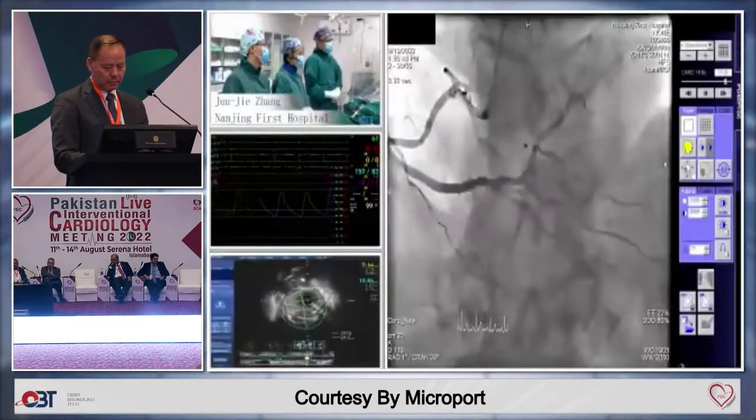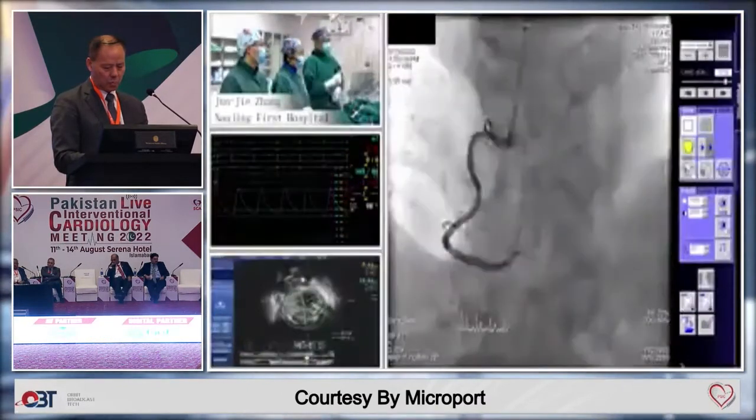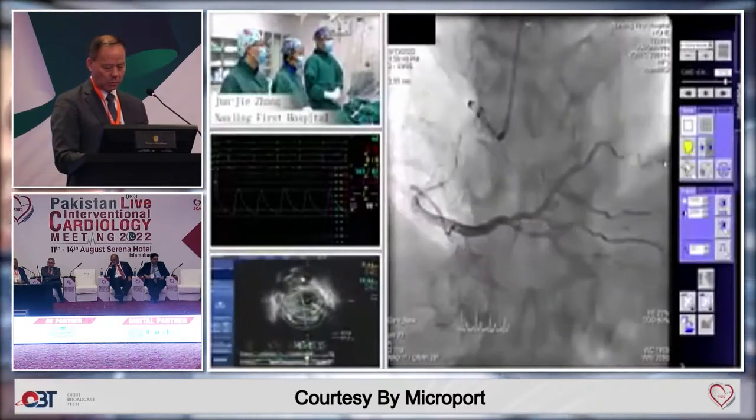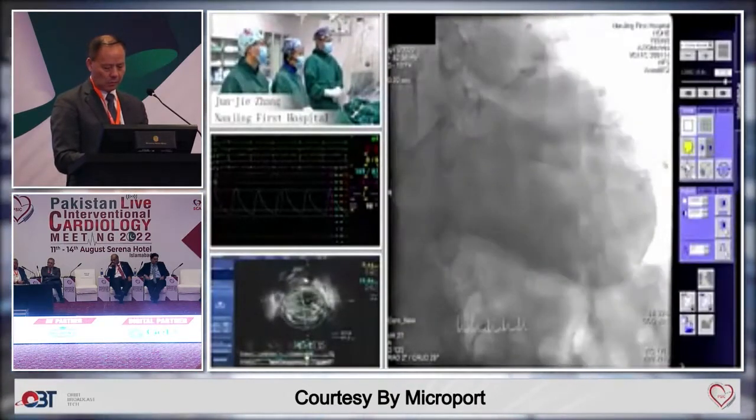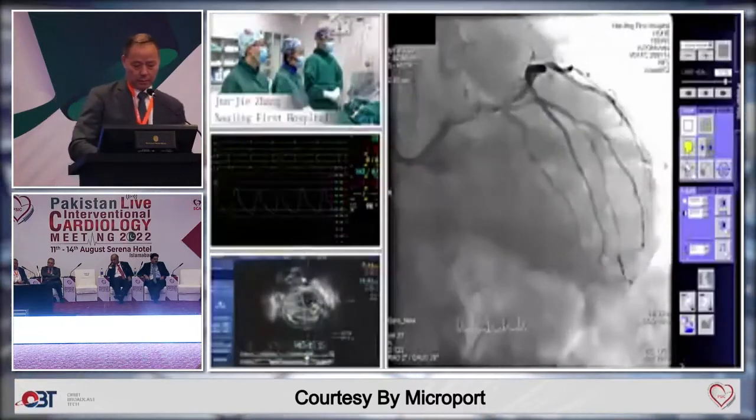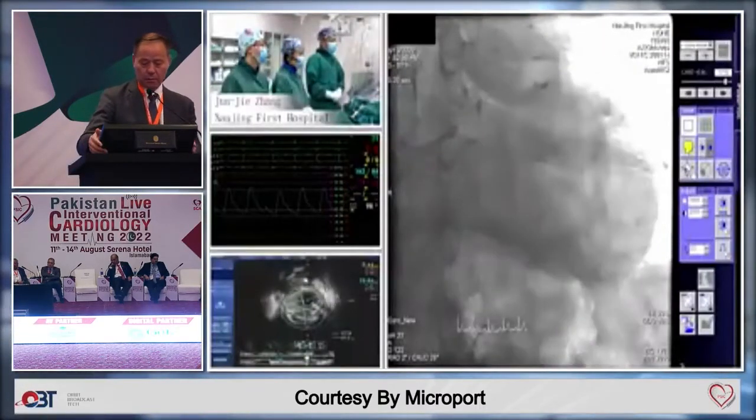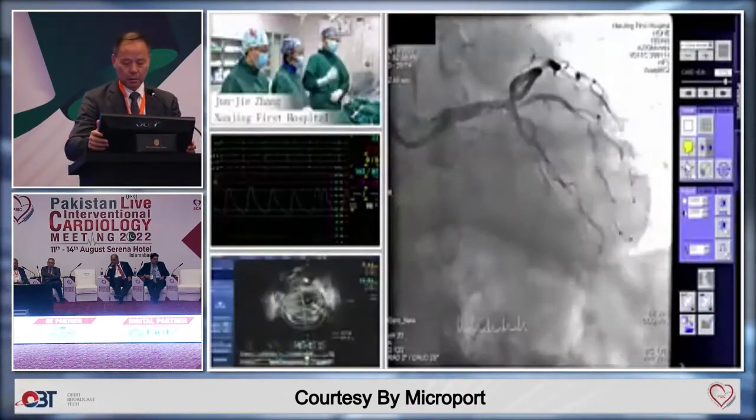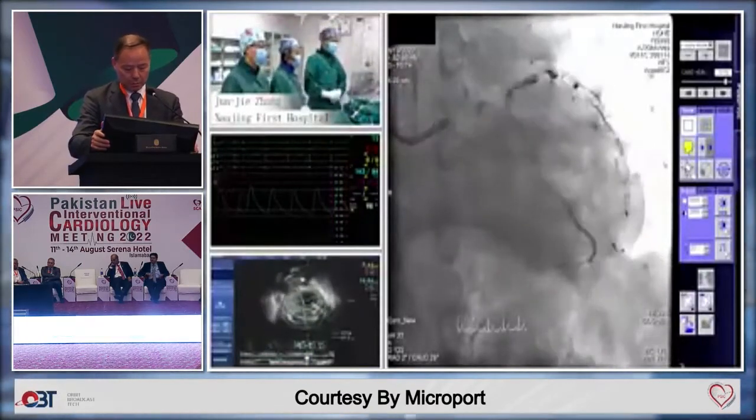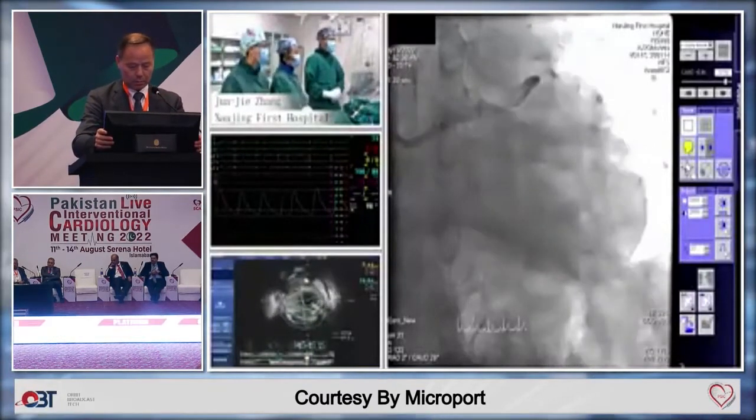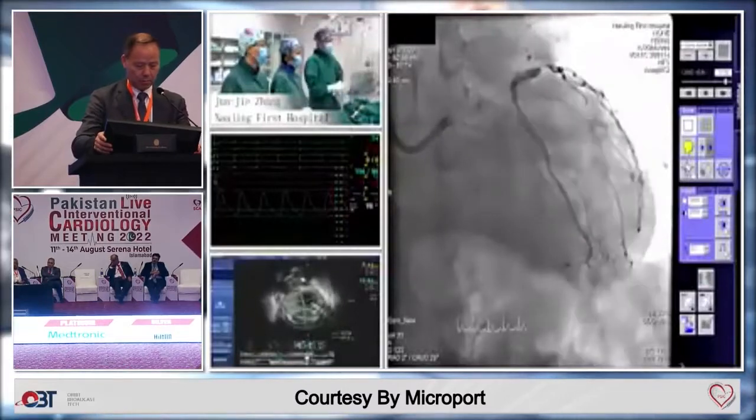Next. This is the AP cranial view. We still show the previous 2 stents in the distal RCA are patent. Next. So then we switch to the left coronary. So today's PCI, we use the right radial approach with the 7 French EBU 3.5 guiding catheter to engage the left main. This is the AP caudal view.